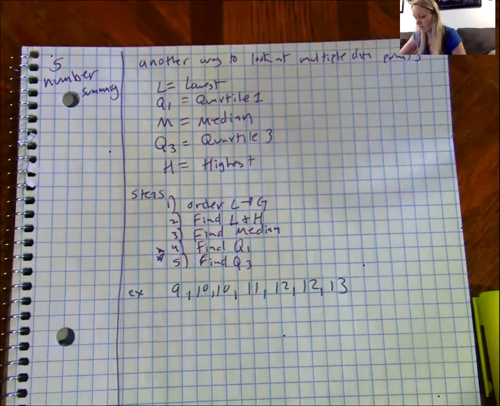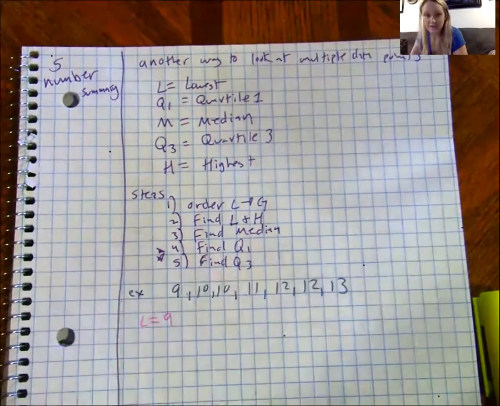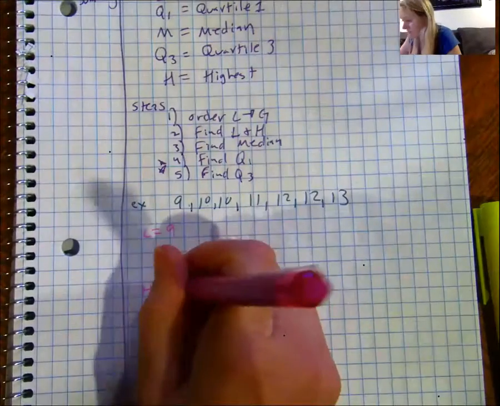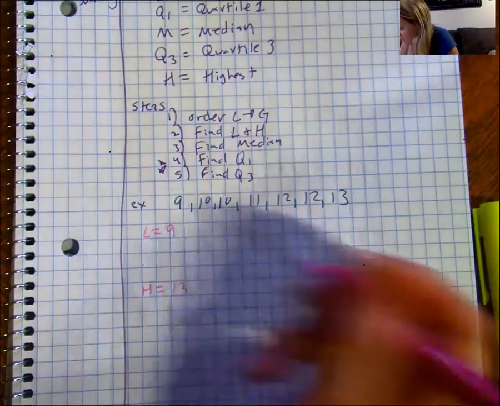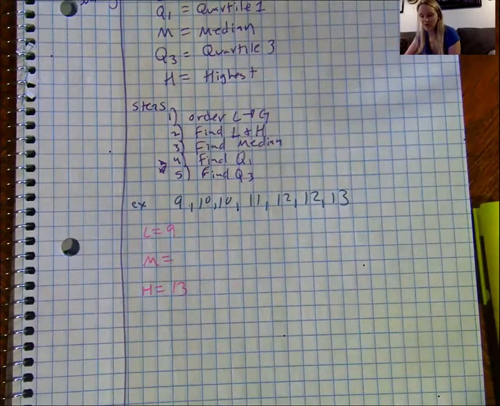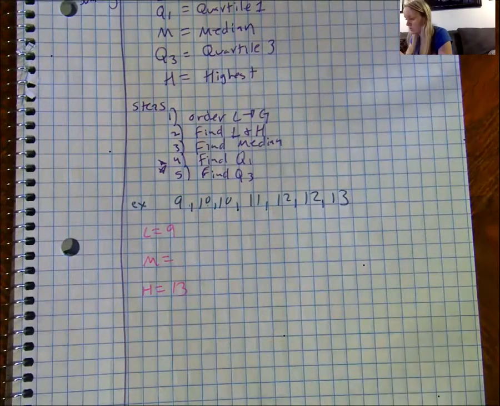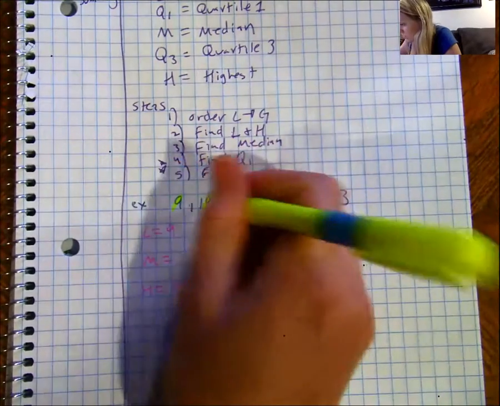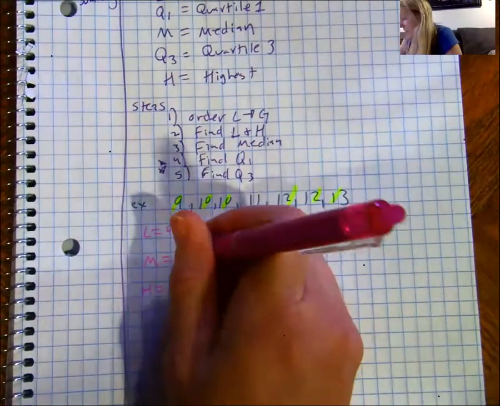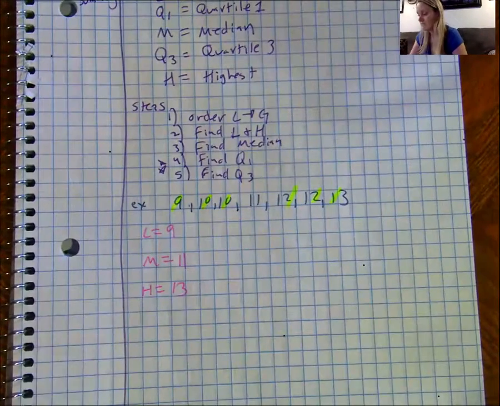Now I have to find my lowest. It's pretty simple. My lowest data point is 9. I then write an H down here for my highest. My highest data point is 13. Now step 3 says to find the median, so that's when I cross off. Remember, I always use a highlighter so I can still access my numbers, because I'm going to need them later. 1, 2, 3, 1, 2, 3. Aha, 11.